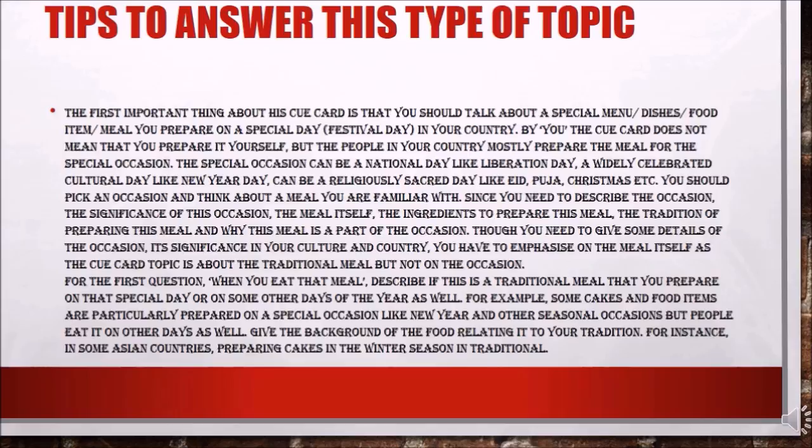For the first question, when you eat that meal, describe if this is a traditional meal that you prepare on that special day or on some other days of the year as well. For example, some cakes and food items are particularly prepared on a special occasion like New Year and other seasonal occasions, but people eat them on other days as well. Give the background of the food relating it to your tradition. For instance, in some Asian countries, preparing cakes in the winter season is traditional.